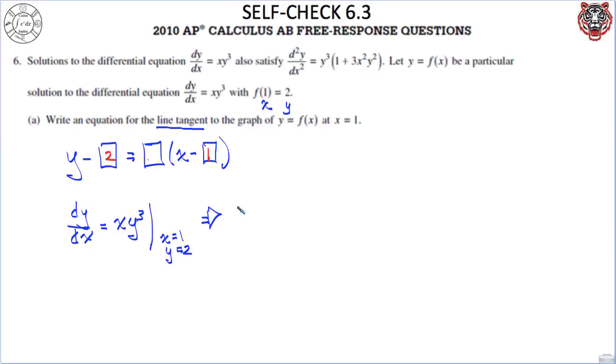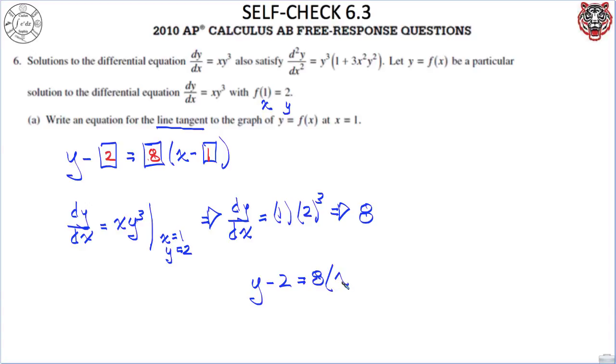All right, so when I do that, my dy/dx is going to equal, my x is 1, my y is 2 cubed, and 2 cubed is 8, times 1 is 8. We have our slope of 8. We can fill that in, and we have our answer. So it's y minus 2 is equal to 8 times x minus 1. There it is, and you can leave it in this form. You'll still get the points.